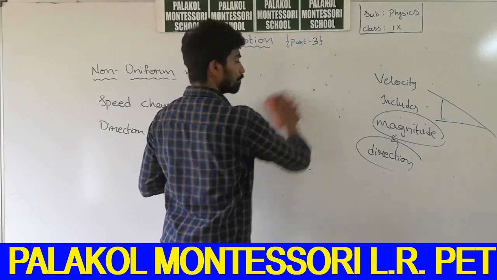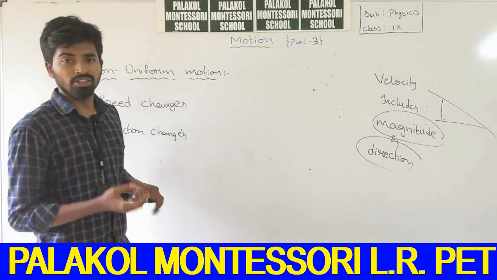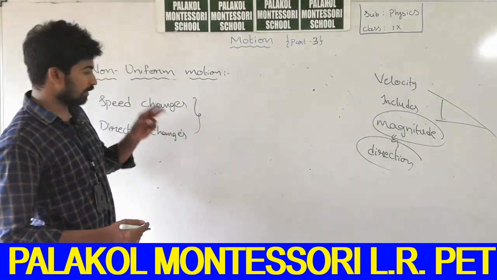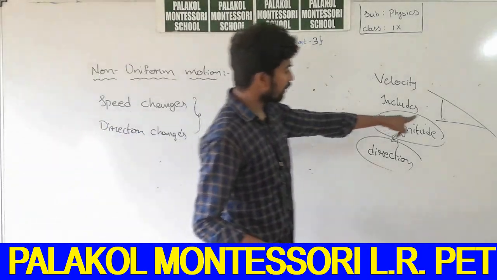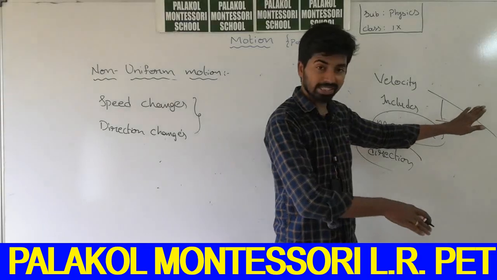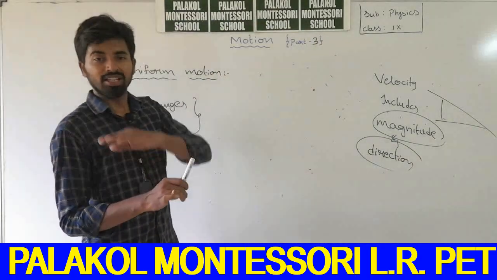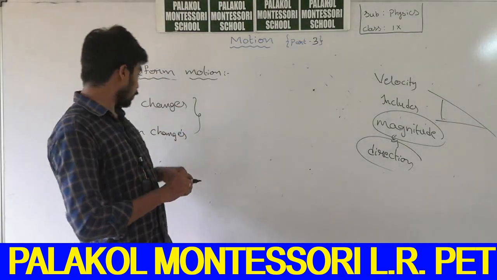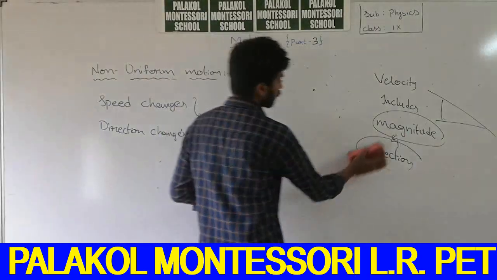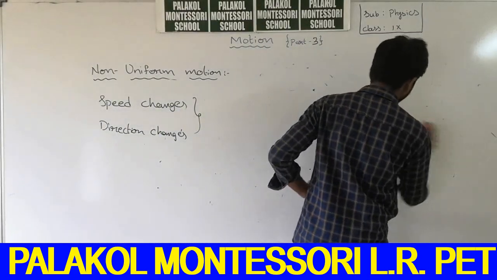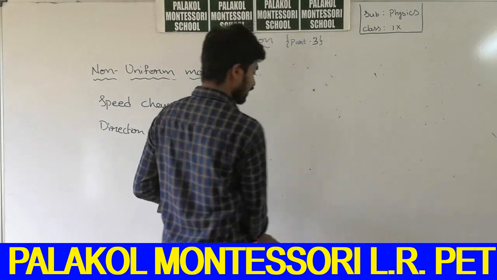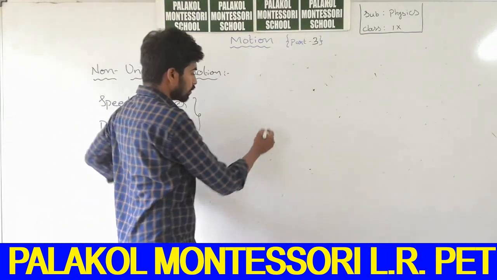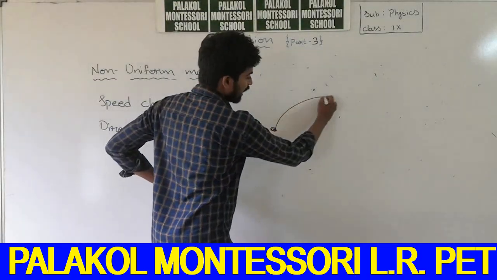So, let us discuss an example in which both speed and direction change. We have discussed two examples. In the first example, speed changes and direction remains the same. In the second example, speed is the same and direction is changing. Let us discuss another example which shows both speed and direction changing. Let us throw a stone like this. The stone will take a curved path.